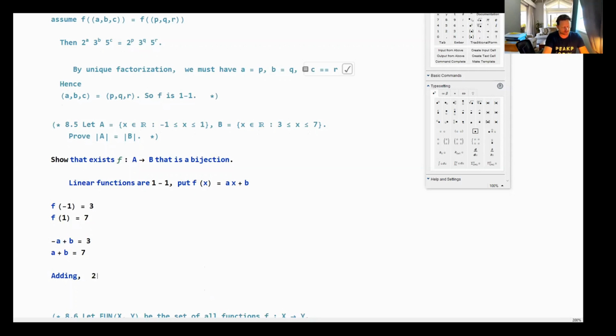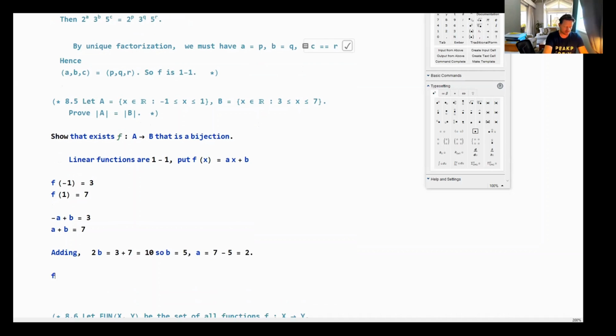Then on the left we have 2b and the a's vanish. So 2b is equal to 3 plus 7, which is 10. So dividing by 2, b is equal to 5. And then a is equal to 7 minus the b, which is 5, and that's 2. Okay, so we get our map that f of x is equal to 2x plus 5.